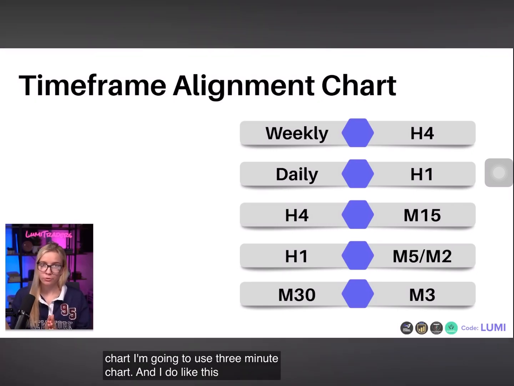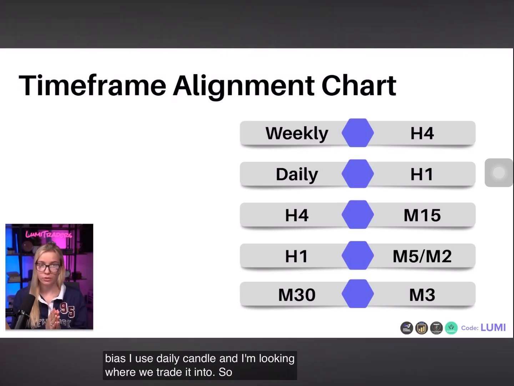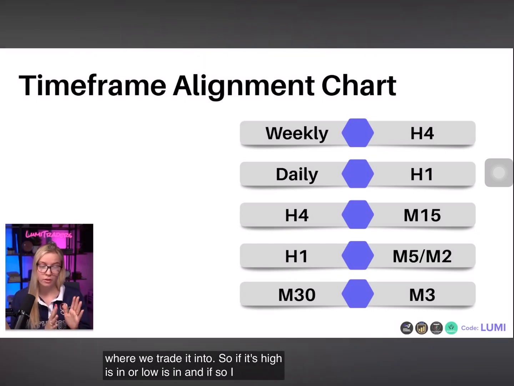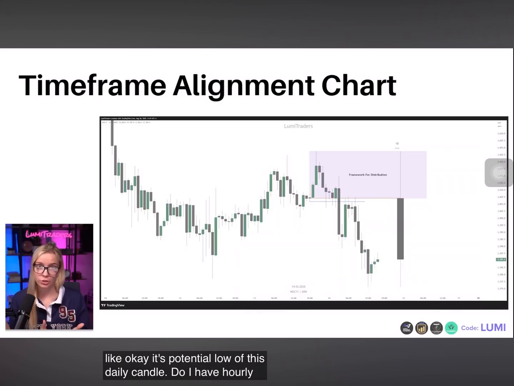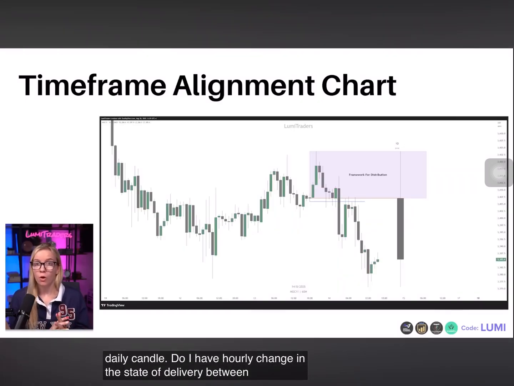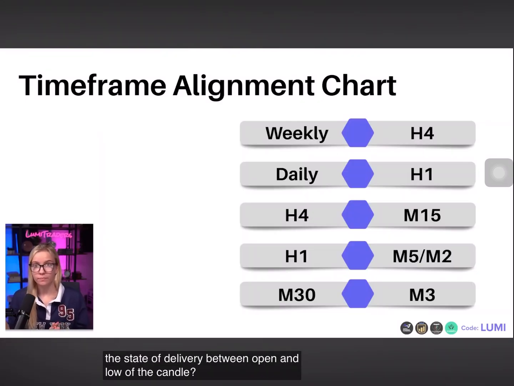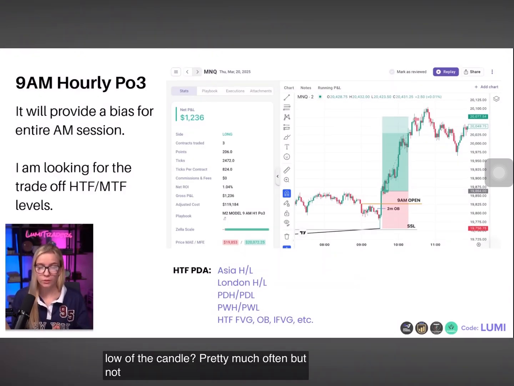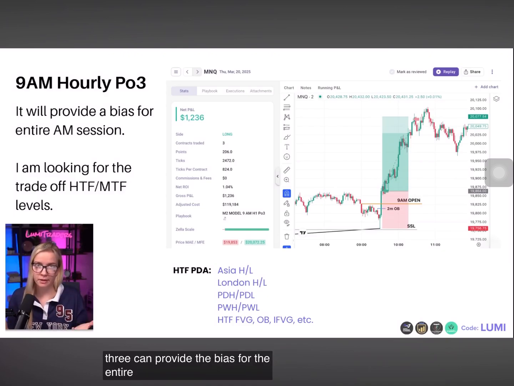And I do like this approach because when I'm looking for intraday buyers, I use the daily candle and I'm looking where we traded into. So if the high is in or low is in, I think, okay, it's a potential low of this daily candle. Do I have an hourly change in the state of delivery between open and low of the candle? Pretty much often, but not always, the 9 a.m. hourly power of 3 can provide the bias for the entire NY session.